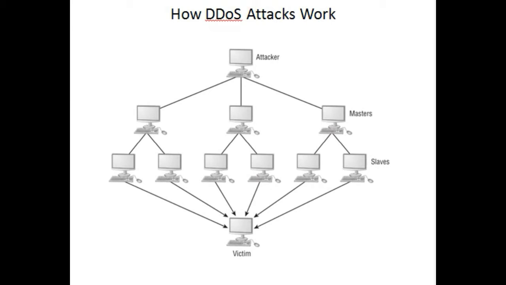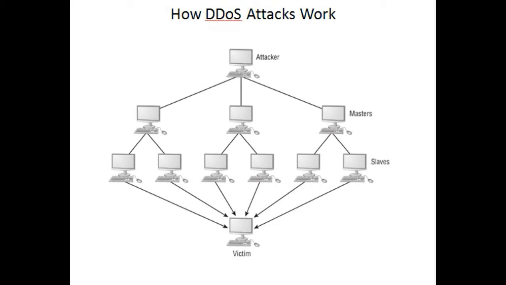Shaft is a derivative of the Trinoo tool that uses UDP communication between masters and agents. Shaft provides statistics on the flood attack that attackers can use to know when the victim system is shut down. Shaft provides UDP, ICMP, and TCP flooding attack options. Tribal Flood Network allows an attacker to use both bandwidth depletion and resource depletion attacks.